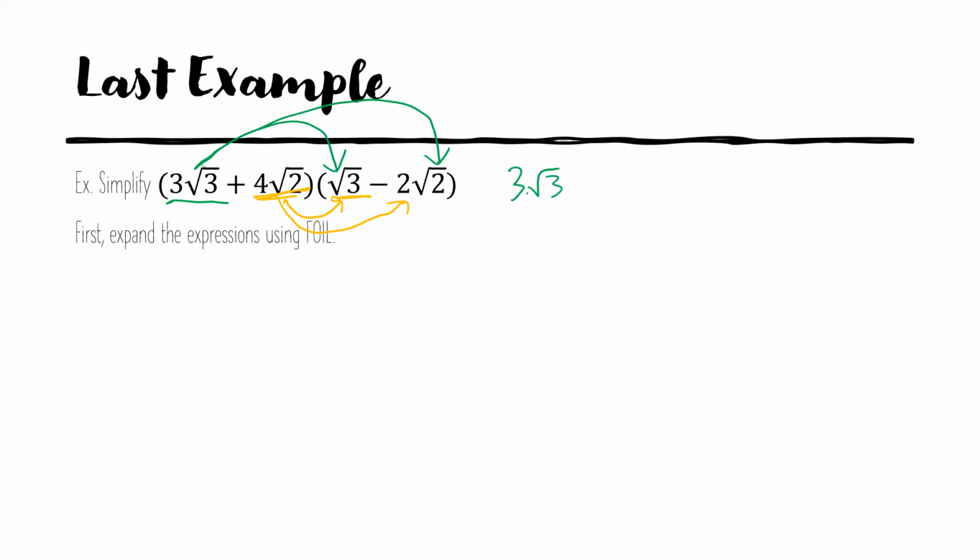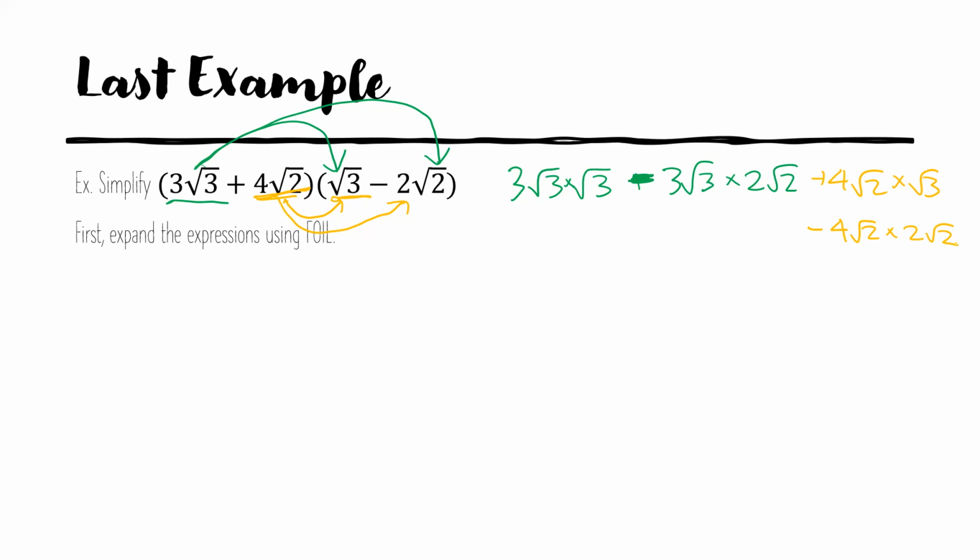So I have 3 square root of 3. So in the first step here, times the square root of 3, like that. And then I have my next one, 3 square root of 3. And it's going to be minus. And again, the reason I'm subtracting is because I have a positive times a negative. I have 3 square root of 3 multiplied by 2 square root of 2. And then in orange, my next step is going to be 4 square root of 2 times square root of 3. And then finally, I have a positive times a negative. That's going to give me a negative. So it's going to be 4 square root of 2 times 2 square root of 2.